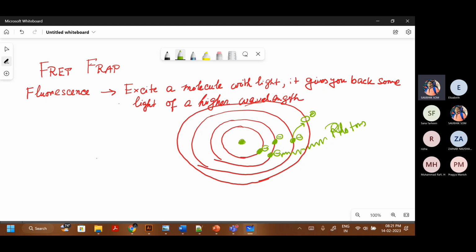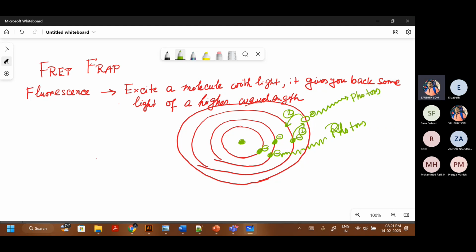After that, it again returns back to its previous shell. And that time, now it gained energy and it had to return. Now it's in an unstable state, so now we have to again return back. So this is step one, and this is step two. Going from step one to step two, it emits again some photons.